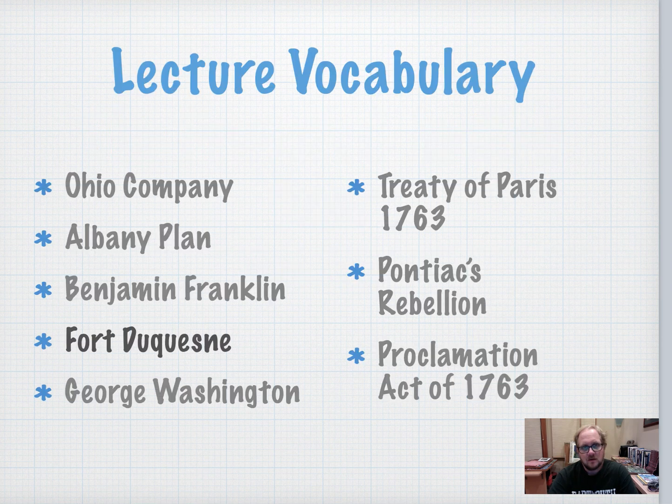Some of the vocabulary: the Ohio Company, Albany Plan, Ben Franklin, Fort Duquesne, George Washington, Treaty of Paris, Pontiac's Rebellion, and Proclamation Act of 1763. Those are ones you want to make sure you really know well prior to us coming back on Tuesday. Make sure you know those, because again, there could be some vocabulary quizzes regarding some of these major concepts of this first lecture.